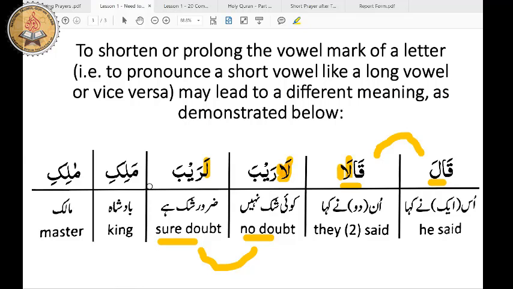Now for the last one, for the last example, it's the meem that's under question. So in this word, it's maliki.